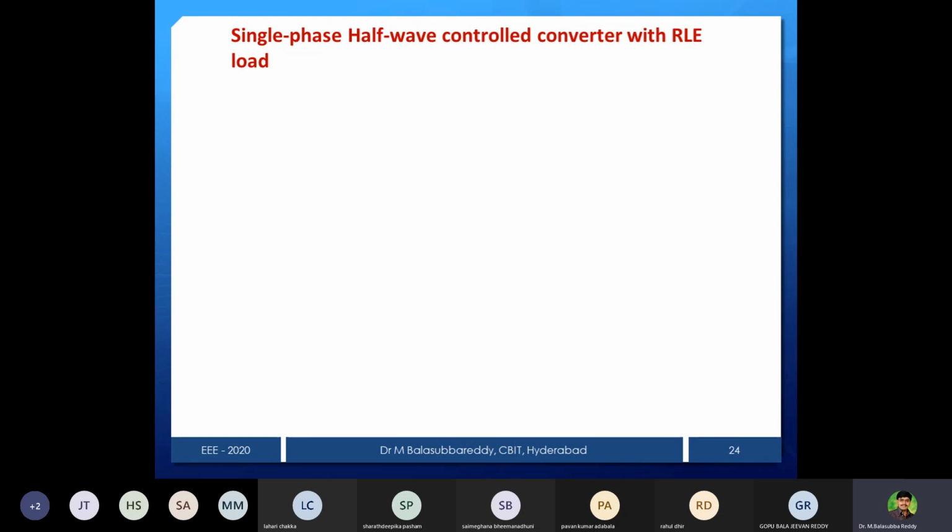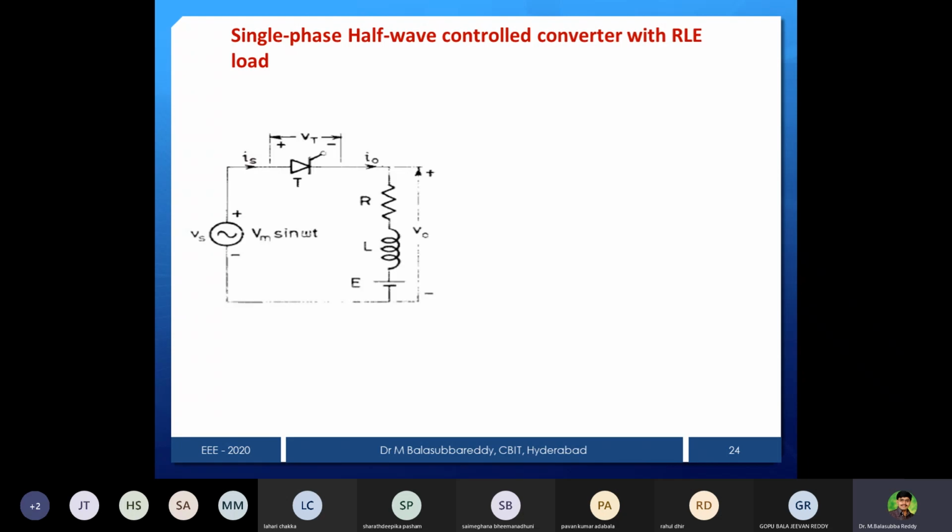So the difference between these things is that the RLE load is nothing but a motor. It means armature resistance, armature inductance, then back EMF, which is nothing but a battery. That's why we can represent the equivalent circuit of a motor like this, as an RLE load.